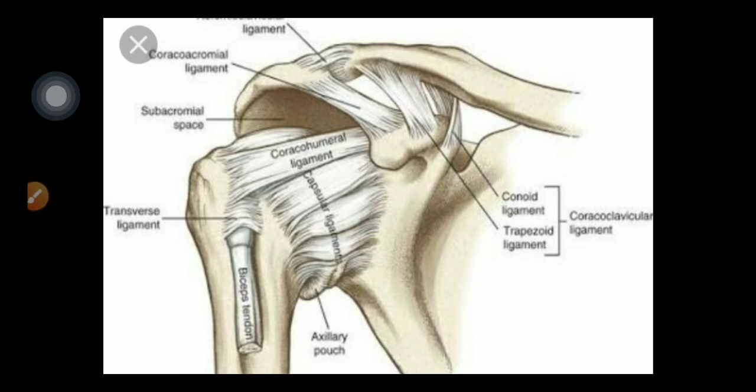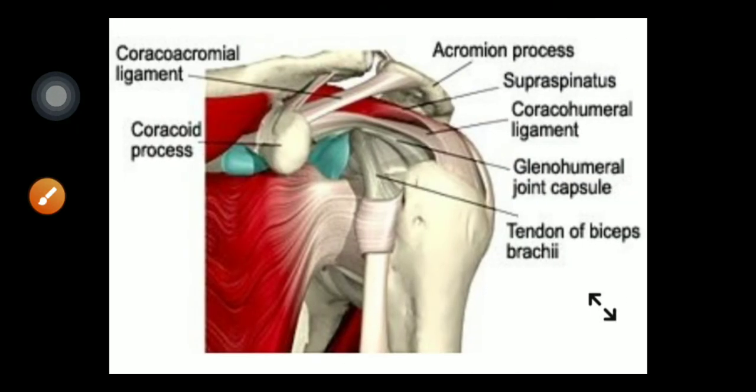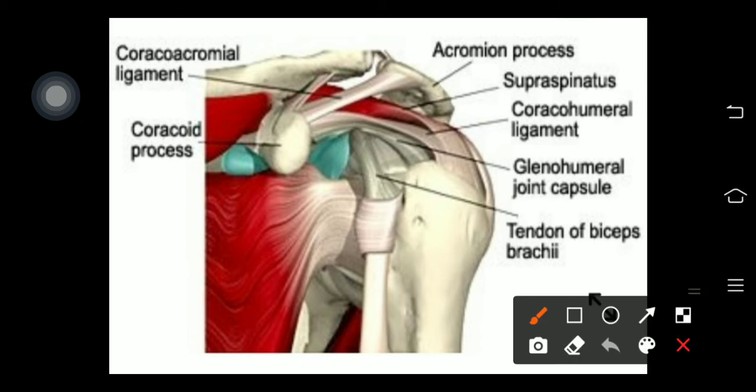This coracoacromial ligament, along with the coracoid process and the acromion process, forms an arch. So the arch above the whole glenohumeral joint, that is the shoulder joint, is called the coracoacromial arch, right? And this arch is very important, because below this arch you can see, this picture is very clear, this is the arch.